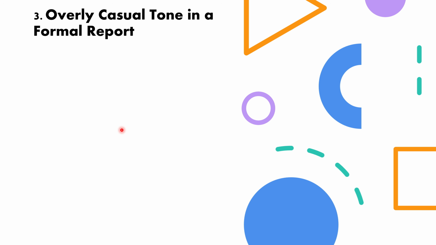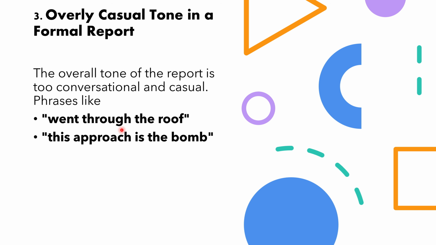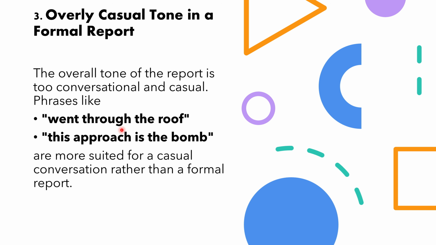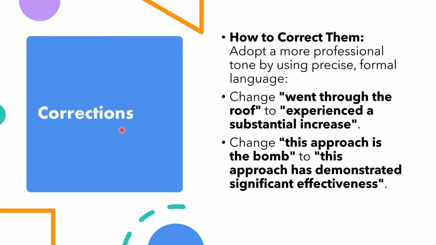As you see, our friend here used a very casual tone, and he used idioms also when he said went through the roof, and when he said this approach is the bomb. And I guess a more suitable way is to talk in a formal rather than a casual way. And the corrections for that: went through the roof may be replaced with experienced a substantial increase. And instead of saying this approach is the bomb, we can say this approach has demonstrated significant effectiveness.